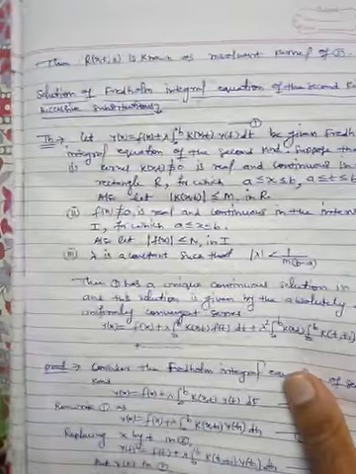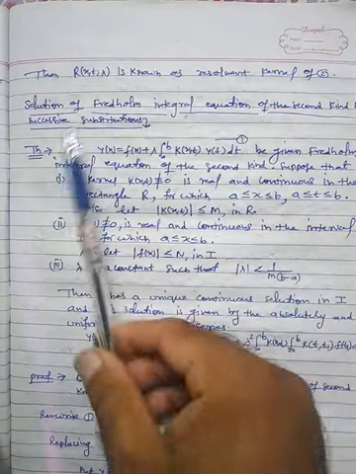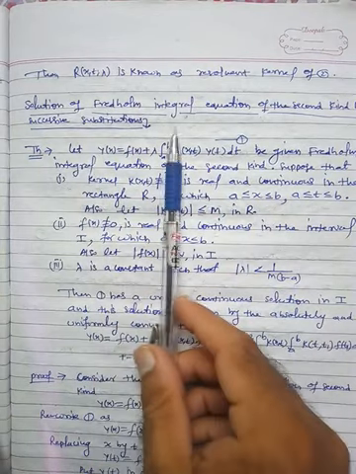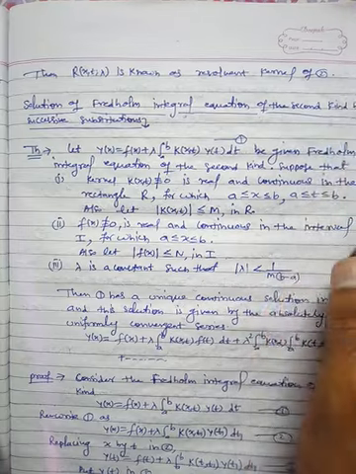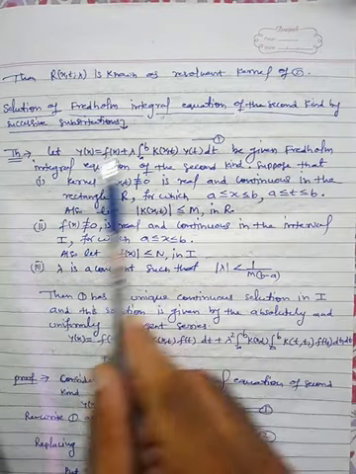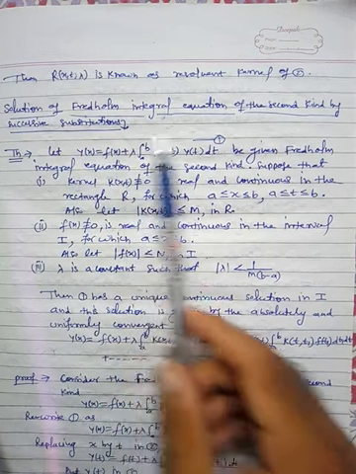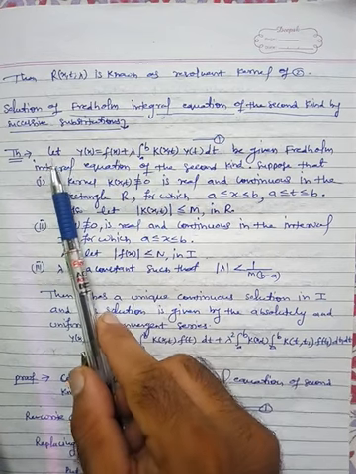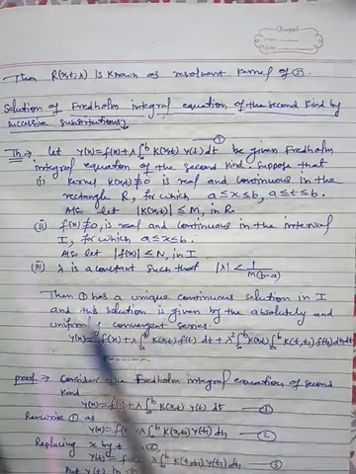So this is the solution of the Fredholm integral equation of the second kind by successive substitution. We have this method in the form of a theorem.